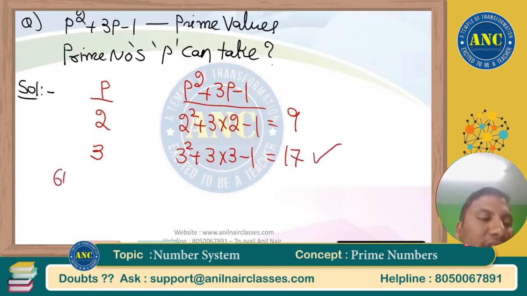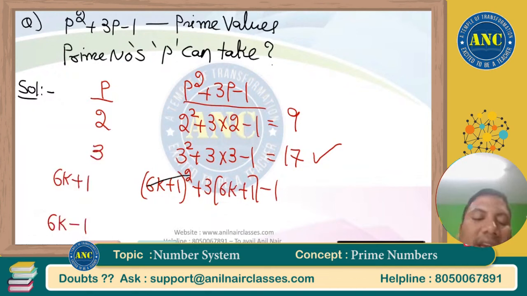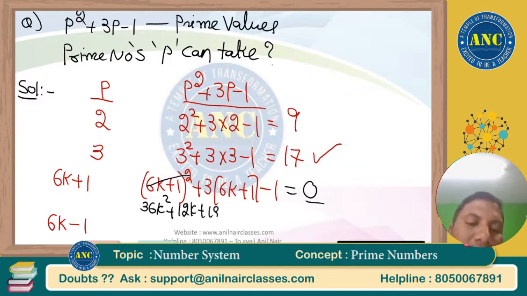Any prime number greater than 3 is 6k plus 1 or 6k minus 1. If I substitute, this is 6k plus 1 whole square plus 3 into 6k plus 1 minus 1. 6k whole square, 36k square, divisible by 3. 2 into 6k, 12k, divisible by 3. 18k divisible by 3. 3 divisible by 3. 1 minus 1, 0. That means it is perfectly divisible by 3. Again opening: 36k square plus 12k plus 18k plus 1 plus 3 minus 1. Divisible by 3, divisible by 3, divisible by 3. 1 minus 1 cancel. 3 is divisible by 3.